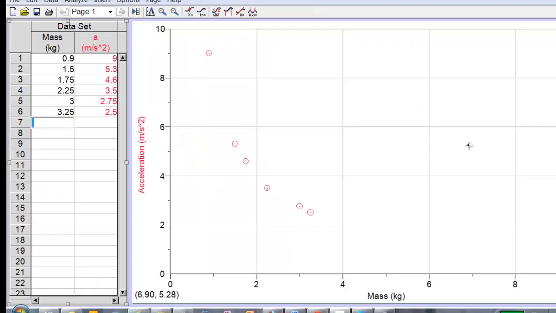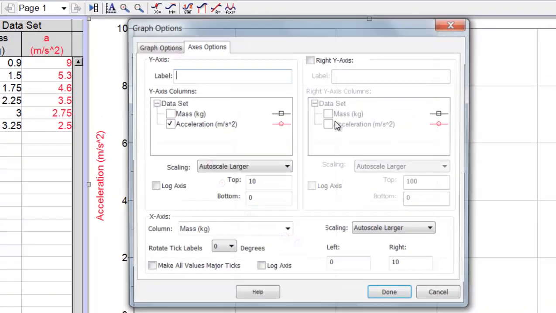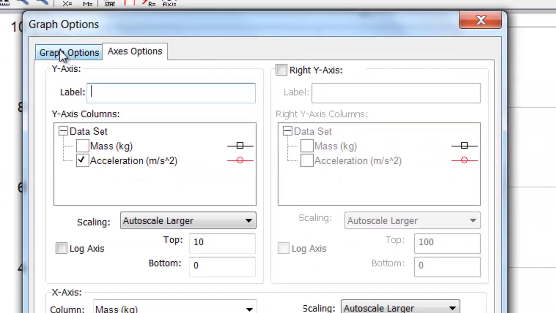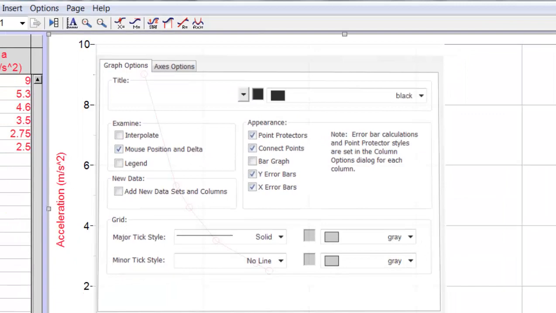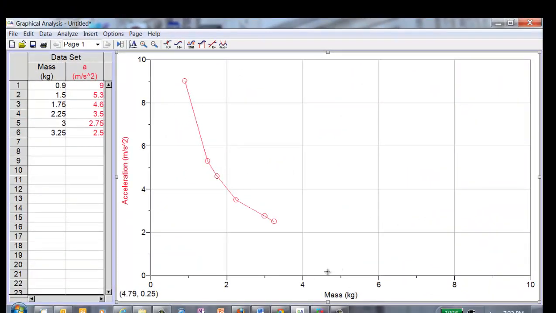I've got the data in, and while I can see the points and I can probably tell what the trend is, I would like to see the line too. So I'm going to right click on here, go to Graph Options, and say connect the points for me, please. And now I can definitely look at that and tell that's an inverse relationship.